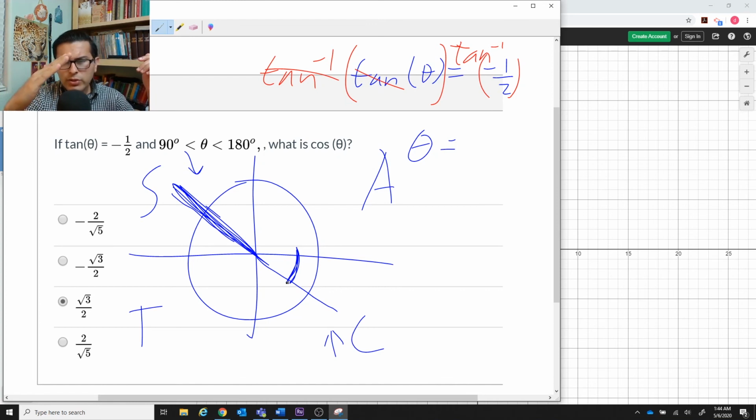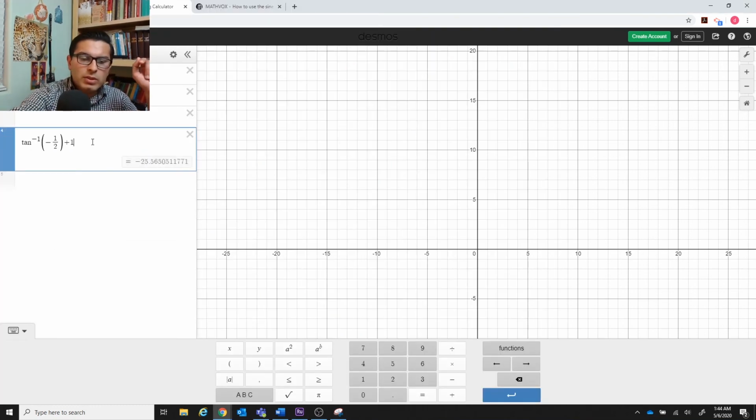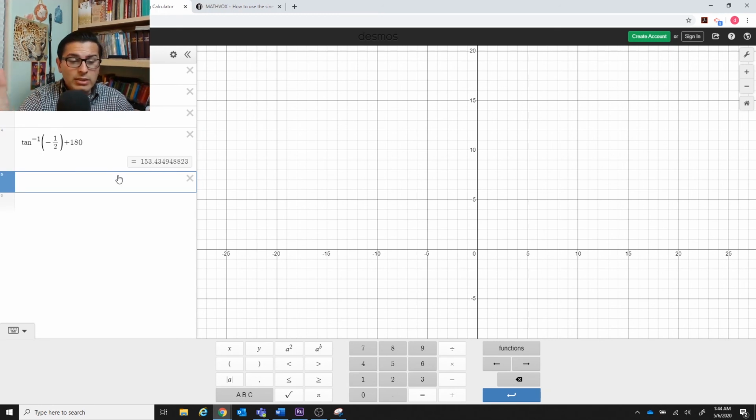And it looks like there's a straight line that goes from these terminal sides. So that means that it is 180 degrees apart. If I add 180 degrees to my negative angle, I should get the other one that is between 90 and 180. So I would take this plus 180, and look at that. I get 153 point blah, blah, blah, which is between 90 and 180. I don't care how ugly that looks. I just care about what the cosine of that thing is.